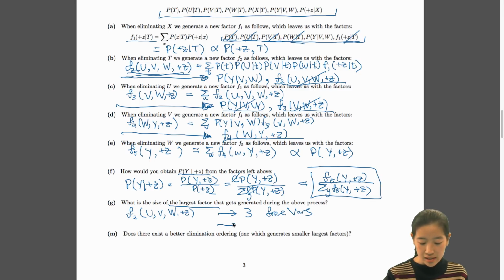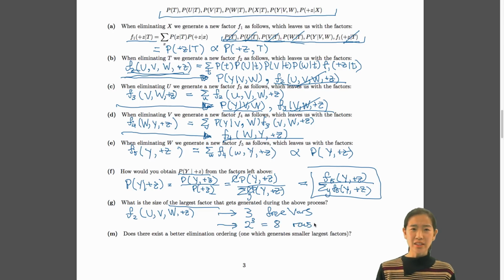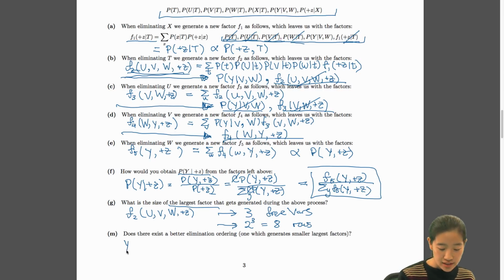So then the size of the final thing is going to be, each of them can take 2 values, because they are booleans. It's going to have 8 rows. So it's quite large. Not ideal. We can possibly do better, which is what the next question asks. So is there a better elimination order? And the answer is actually yes.